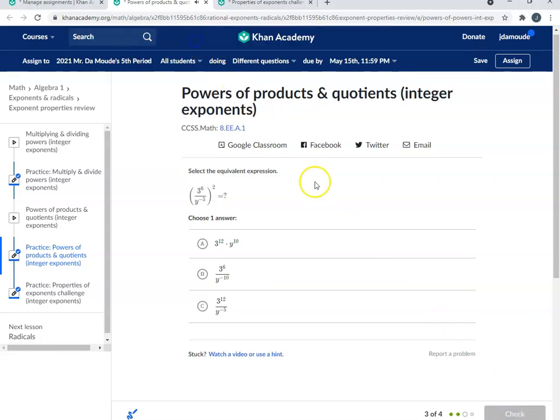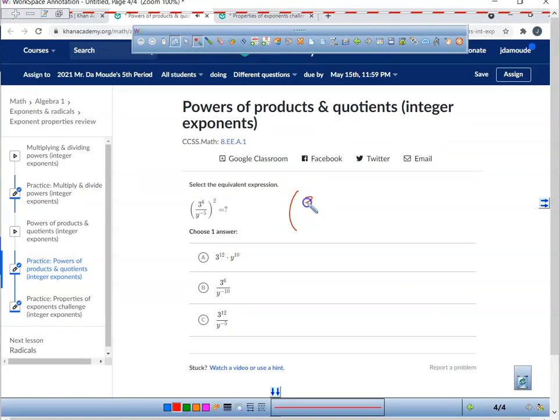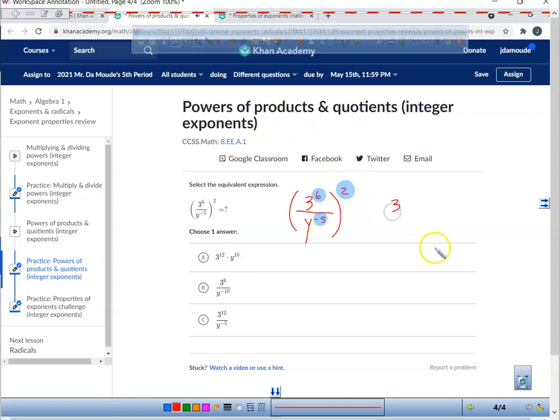All right, let's do another one. 3 to the power, I think it says of 6, over y to the power of -5, and it looks like I am squaring it. So what am I doing with this 2? I'm multiplying it to that guy and multiplying it to that guy. So what am I going to have in the numerator? What do you guys think? 3 to the power of 12.